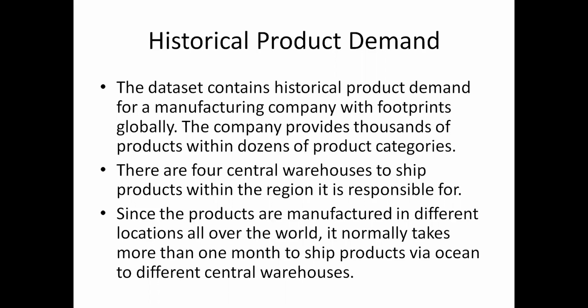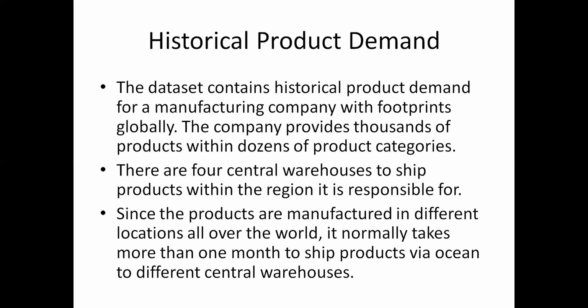So the company that we are talking about is a global manufacturing company. The company provides thousands of products within dozens of product categories. There are 4 central warehouses to ship products within the region it is responsible for. Since the products are manufactured in different locations all over the world, it normally takes more than 1 month to ship products via ocean to different central warehouses.